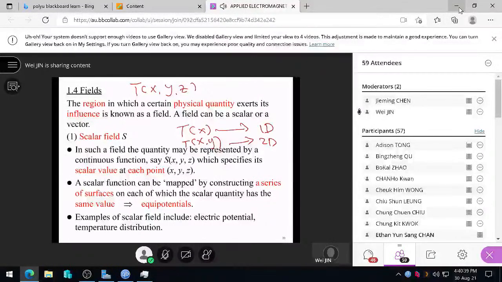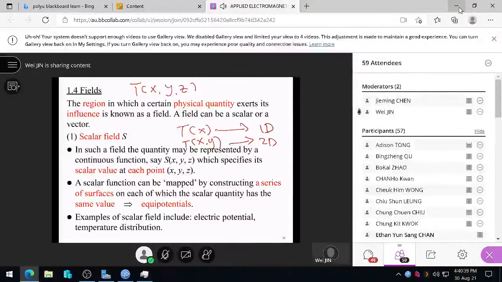Now, the temperature field is a scalar field because temperature is a scalar. A scalar field can be represented by a series of surfaces, which we call equipotentials. I believe everybody knows this one. If you have a mountain, you have these equal height planes, similar here. Equipotential plane.